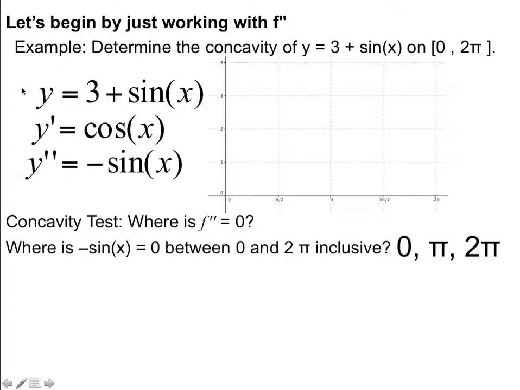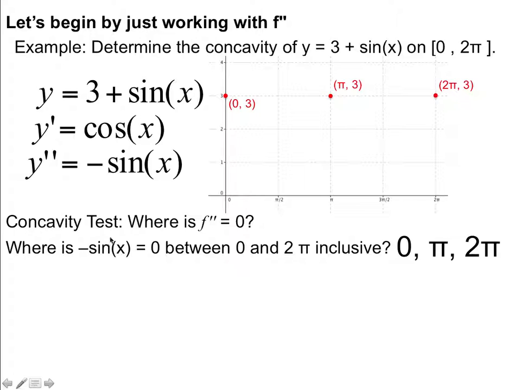So if we come back up to here and plug these angle measures in, let's plug in the 0 first. Sine of 0 is 0, plus 3 is 3. So we're going to put a point right there at 0, 3. Now we're going to put in pi. Sine of pi is 0. 0 plus 3 is 3. So at pi, we're up here at 3. Now we're going to put 2 pi in. Sine of 2 pi is 0 plus 3 is 3. So at 2 pi, we're up there at 3, a function value of 3.